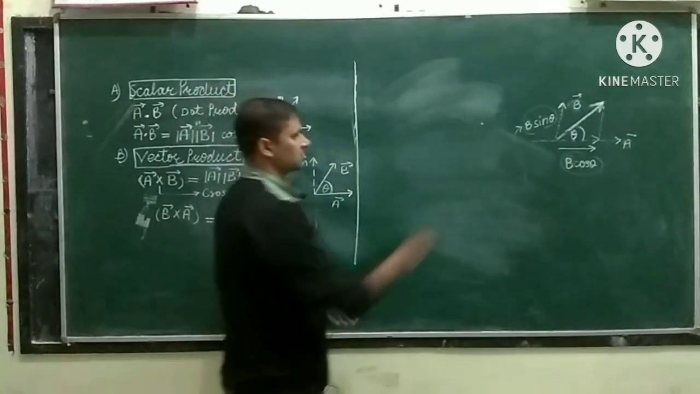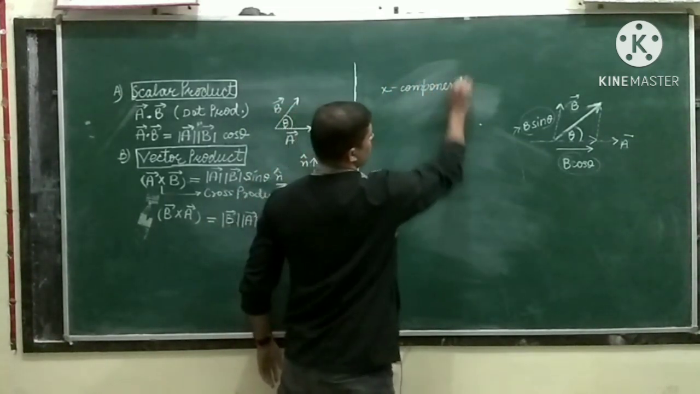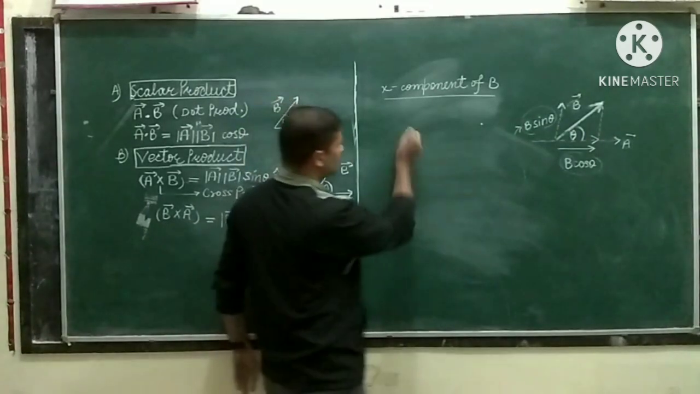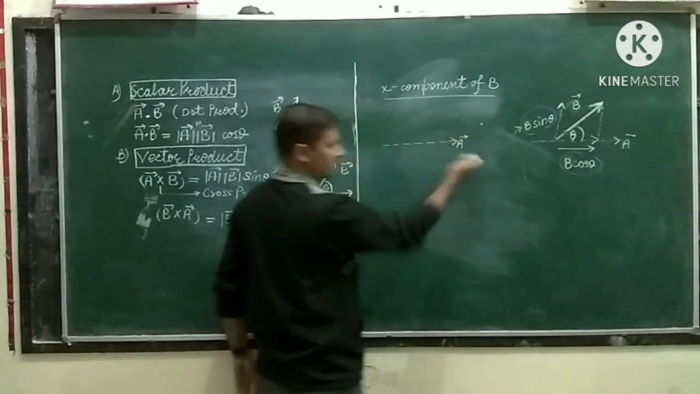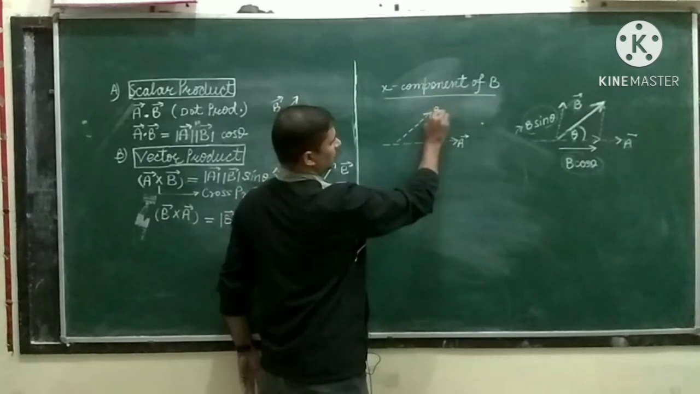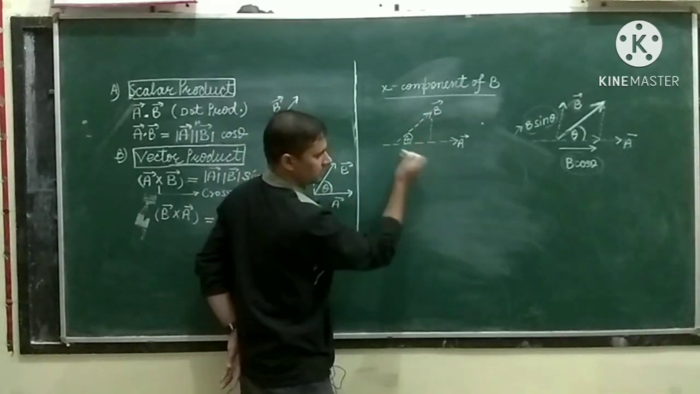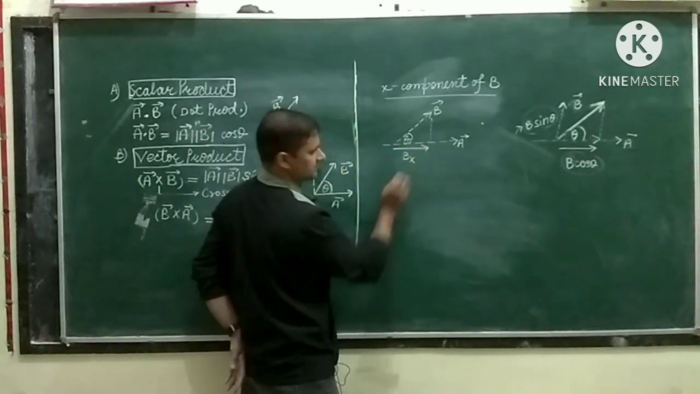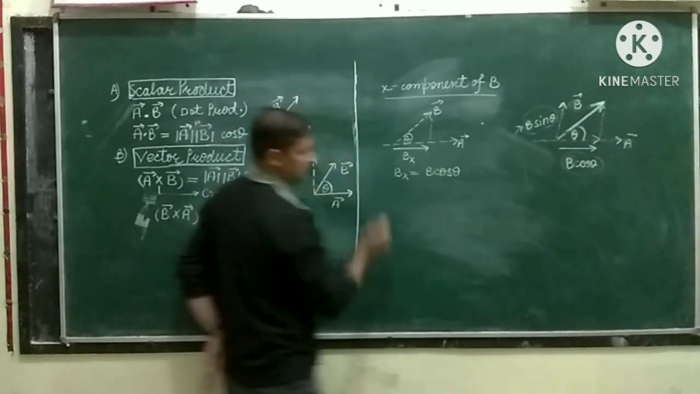Now see the first x component of b. We will see its impact. I will make this diagram again. This is the direction of vector A and we have the vector B along this direction, and this angle is theta, and its component along the direction of A, let be x. So this bx is equal to b cos theta.